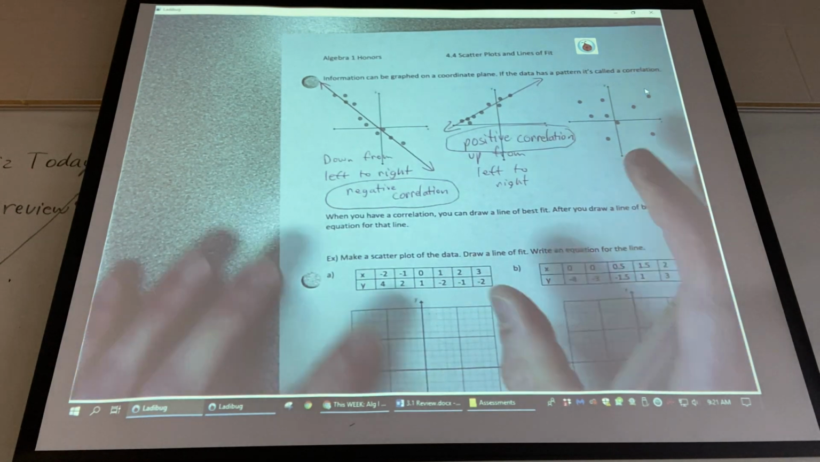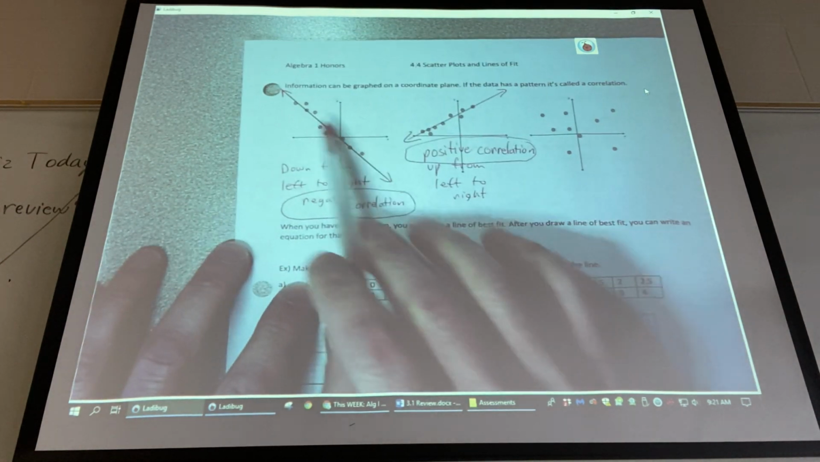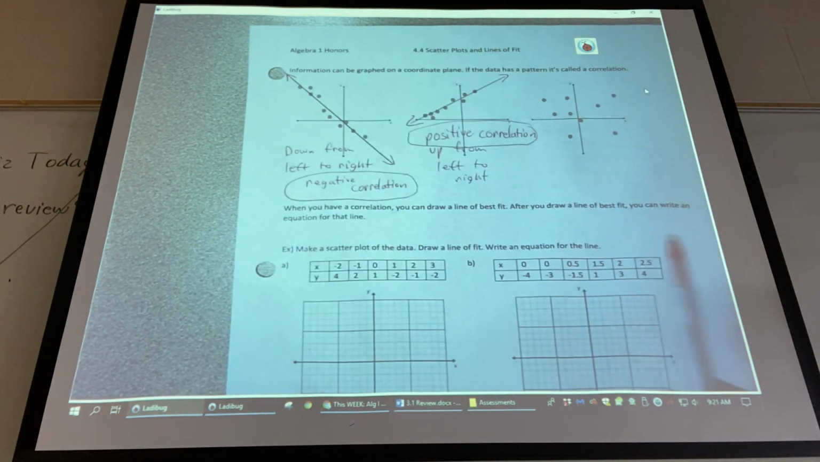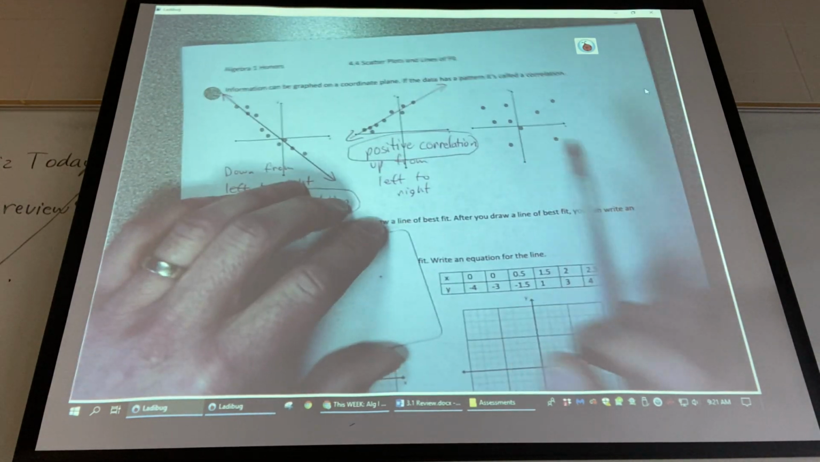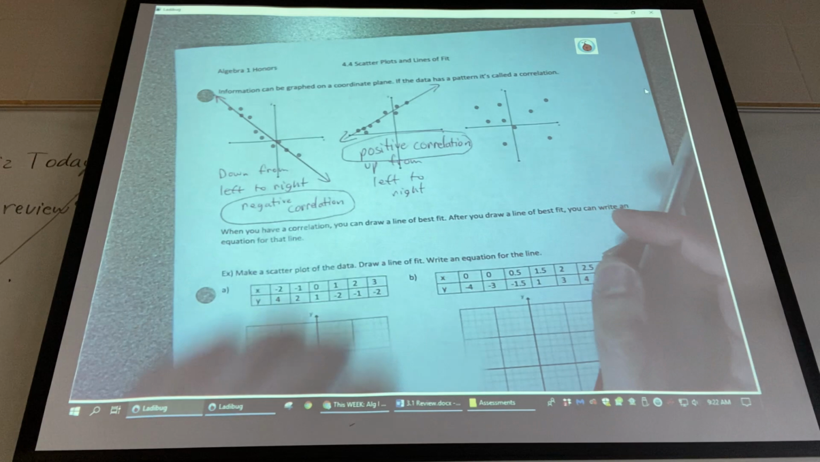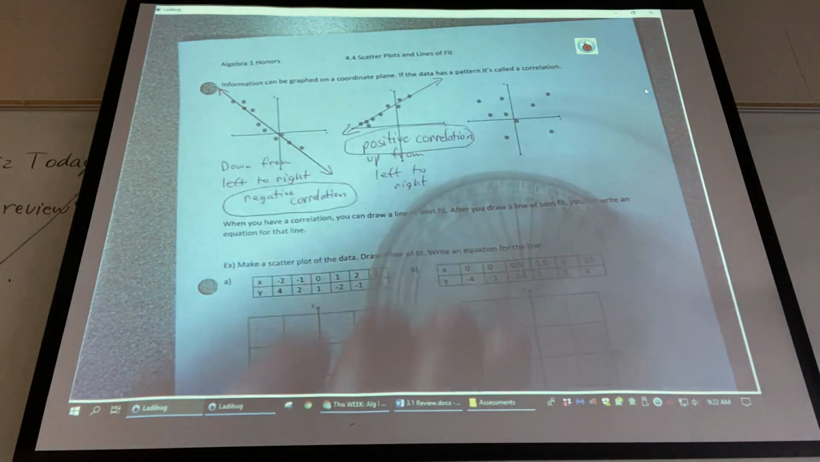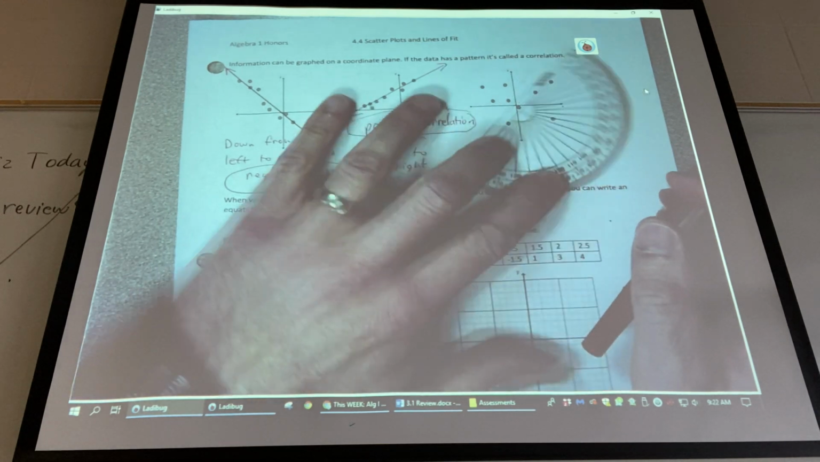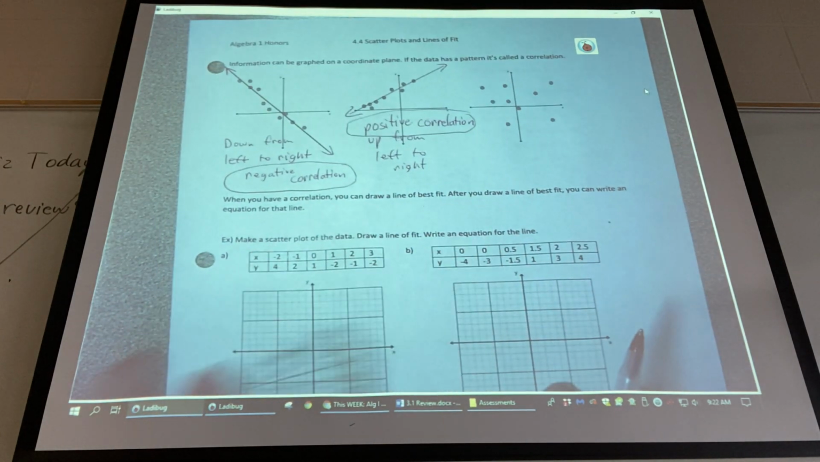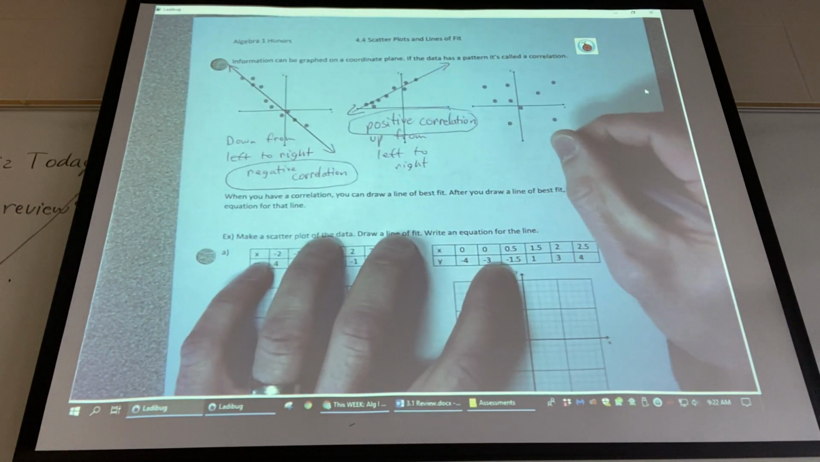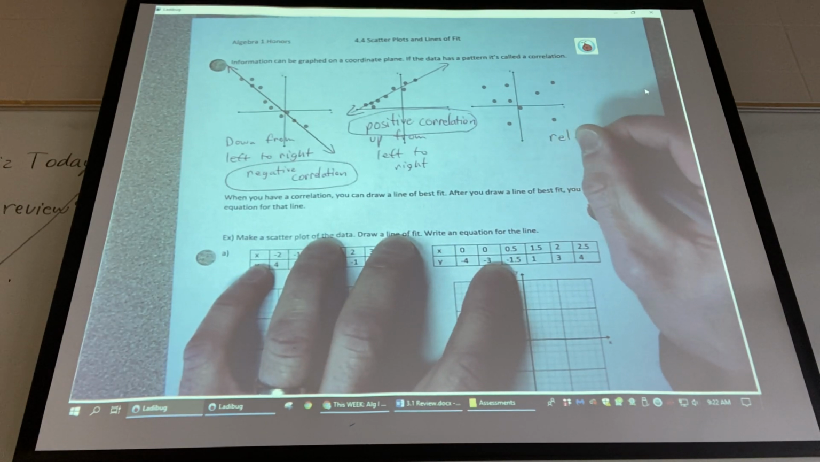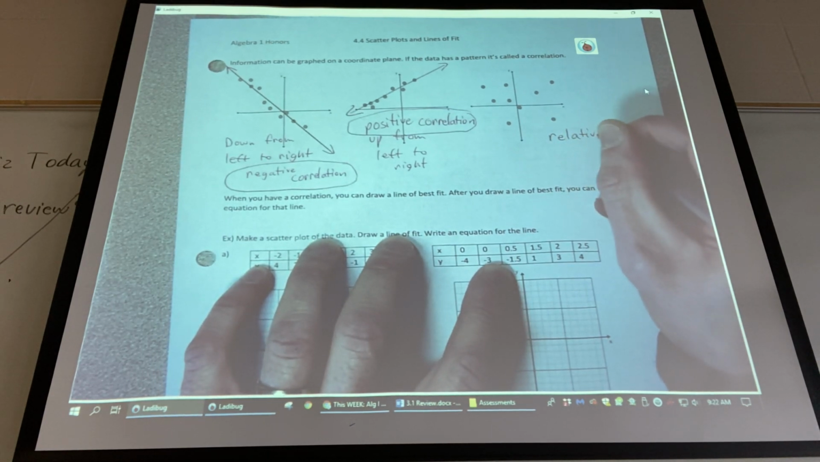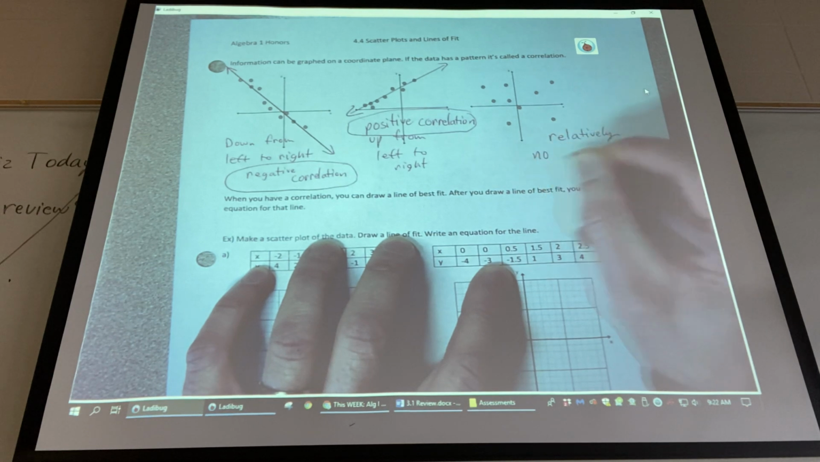Now, the reason I wanted to pause and talk about those lines of best fit, can we draw a line of best fit for this data? Is there any line that seems to be better than any other line? No. Not really. So what we write on this last one is we write relatively no correlation.